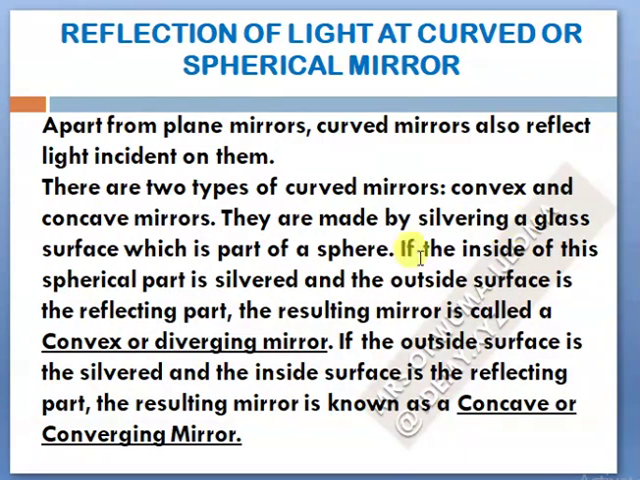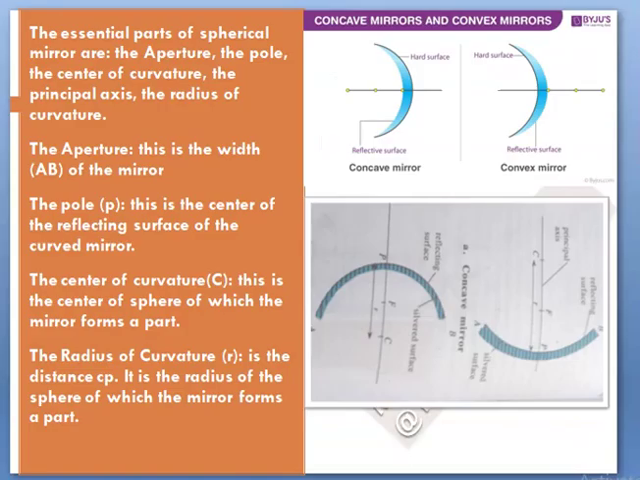Now, they are made by severing a glass surface which is part of a sphere, just like your plane mirror, a glass that is coated at one of the sides using a silvery surface. To coat it, you form your mirror. The same thing, the spherical or the curved mirror, they are made by severing a glass surface which is part of a sphere. Now, if the inside of this spherical part is the silvered part and the outside surface is the reflecting part, the resulting mirror, we call it the convex or diverging mirror. Take note again, if the inside of that spherical part is silvered and the outside surface is the reflecting part, that mirror becomes your convex mirror.